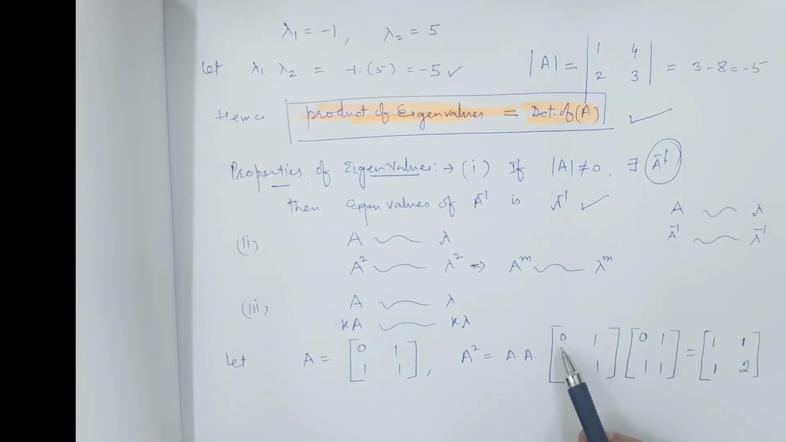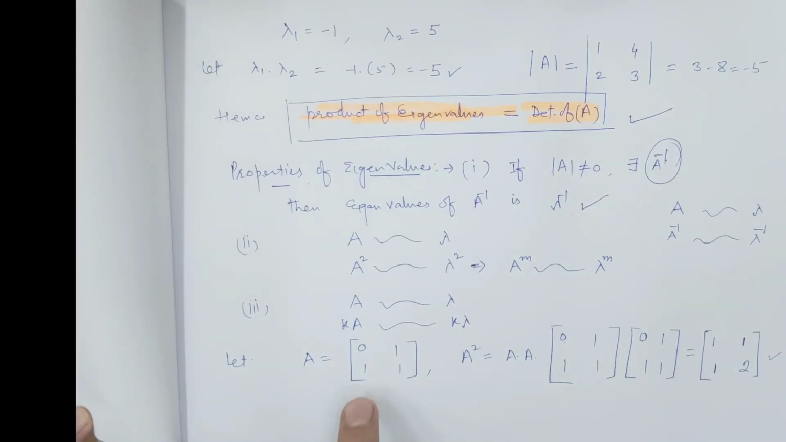Once we can check. First row, first column. This into this plus this into this, that is 1. First row, second column. This into this into this. Second row, first column. This into this, that is second row, second column, that is 2 here. A square equal to this matrix. Now, what is the eigenvalue of A and what is the eigenvalue of A square?